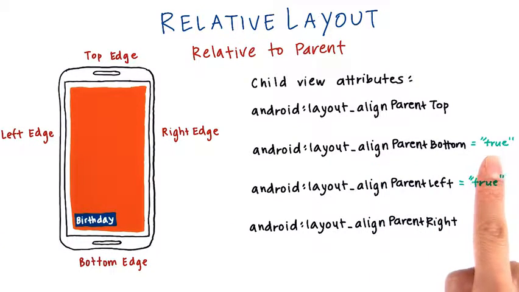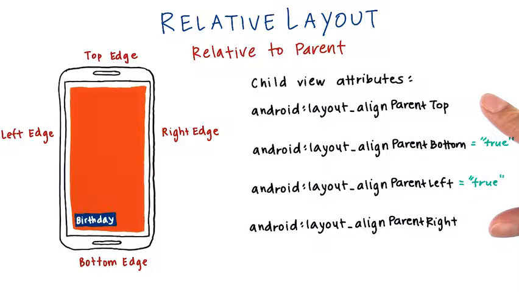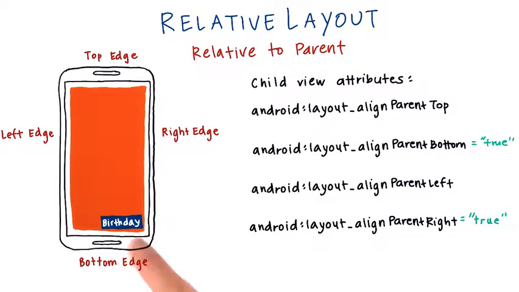So we say align parent bottom equals true and align parent left equals true. These values are false, and they're false by default, so you don't need to include them in the XML code. And then for the very last corner, it's aligned to the parent's right edge and bottom edge, so align parent bottom and align parent right are equal to true. The other two are false, so we can leave them out of the code.